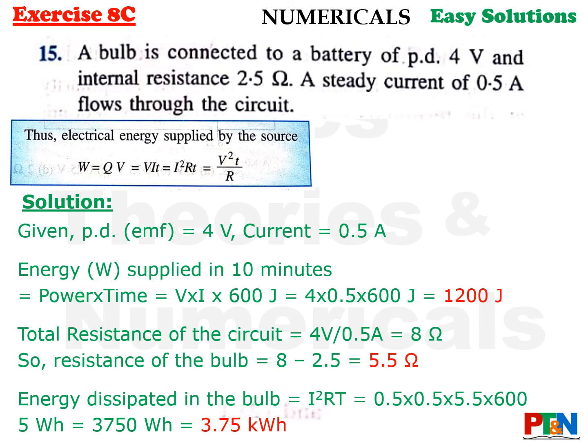And energy dissipated in the bulb, that is I square into R into T. You have got the R, you have got I, you have got T. Put the values, calculate, got the answer. Easiest numericals, right?